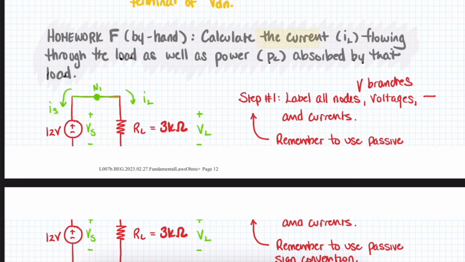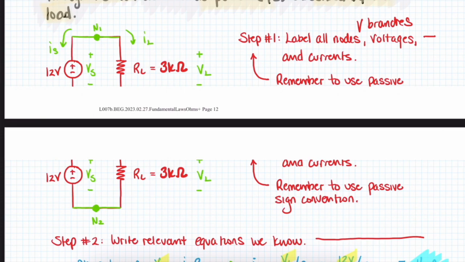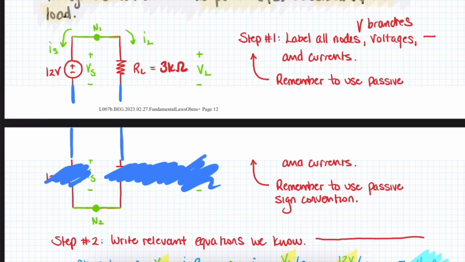Calculate the current IL flowing through the load as well as the power absorbed by that load. Okay, so unfortunately we have another case where our circuit's kind of split in 2 pieces, but you can see the circuit continues. Actually, unfortunately, it's showing things twice. So I'll do that. All right, not the best representation of the circuit, but it works. Okay, so we have a current IS, we have a current IL, we have a node 1, we have a node 2, and we have a voltage source in parallel with a resistive load.